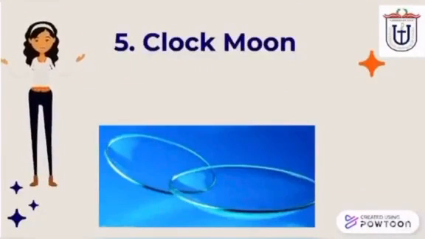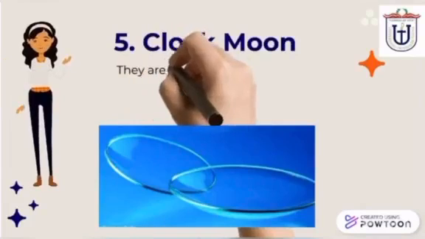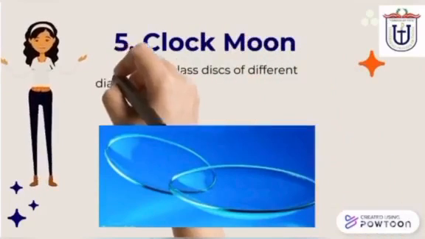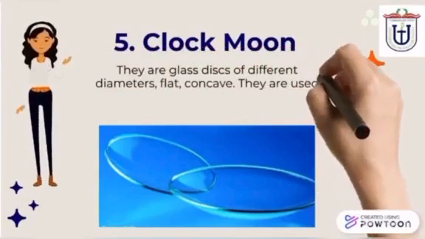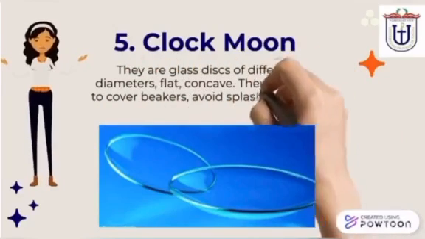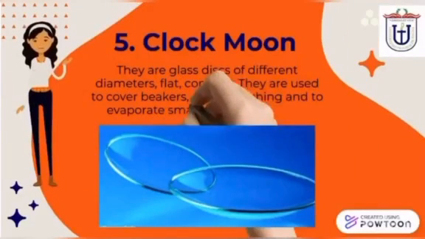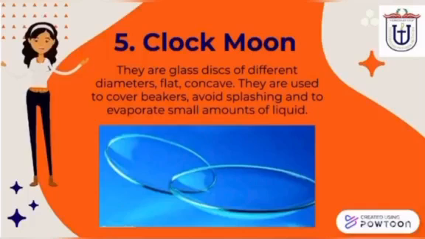6. Watch glass. They are glass discs of different diameters, flat or concave. They are used to cover beakers, avoid splashing, and to evaporate small amounts of liquid.